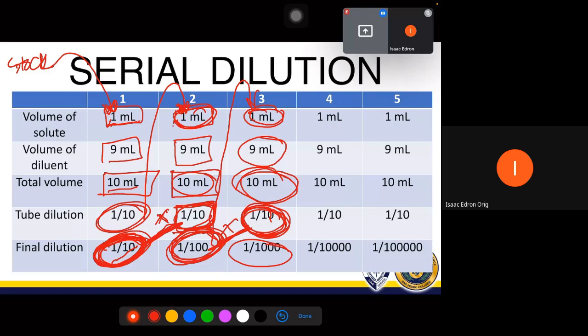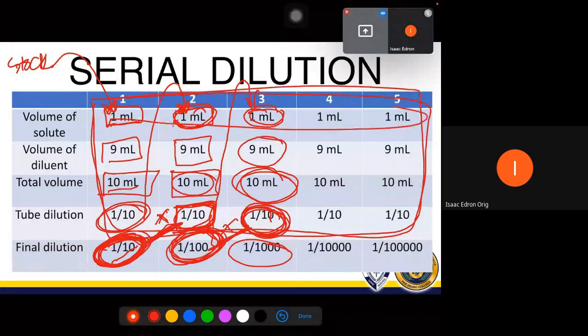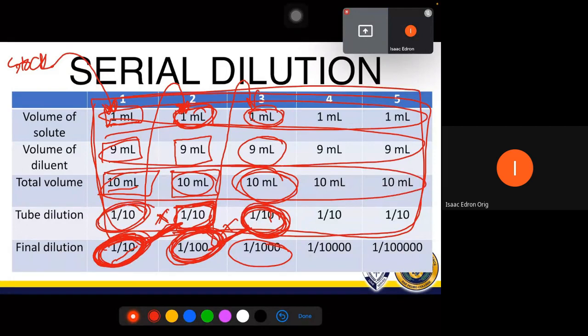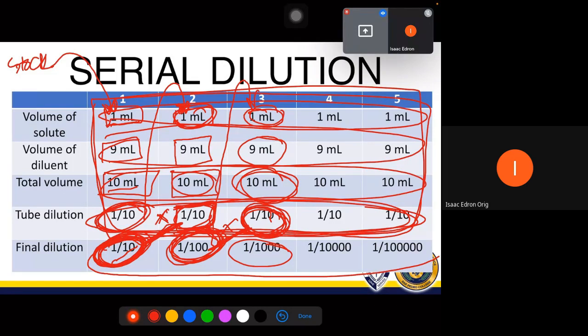So, di ba, ang dito na mga part, the same lang siya actually. 1 ml siya lahat ang solute, 9 ml lahat ng diluent, total volume 10 ml lahat. Ang tube dilution nila, the same lang naman sila kasi 1 ml to 10 ml total volume. So same lang naman dito. Dito lang tayo magkakaiba sa final dilution kasi need natin siya i-multiply from the final dilution of the previous tube. So, gets ninyo, guys? Ano lang siya? Multiply nyo lang ang final dilution nung tube na before na yun. Then, multiply nyo siya with the tube dilution of the same tube.